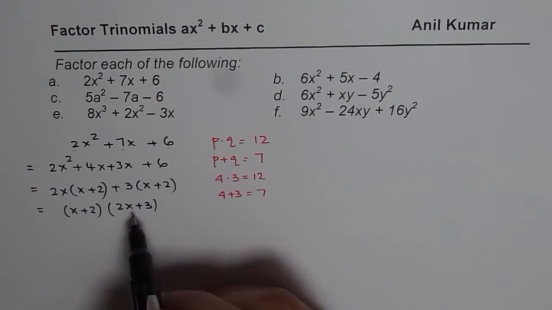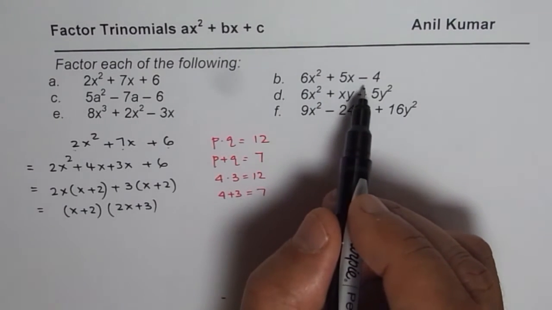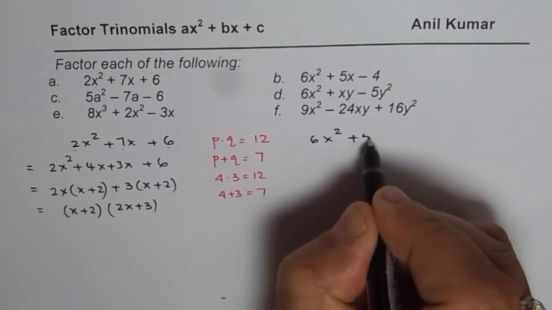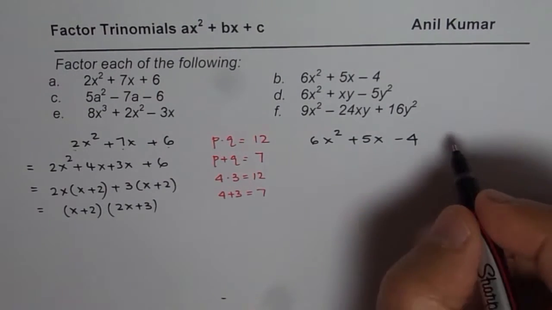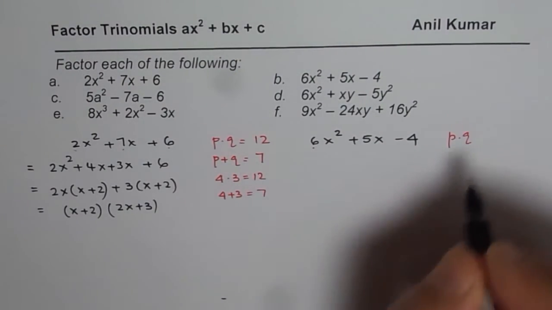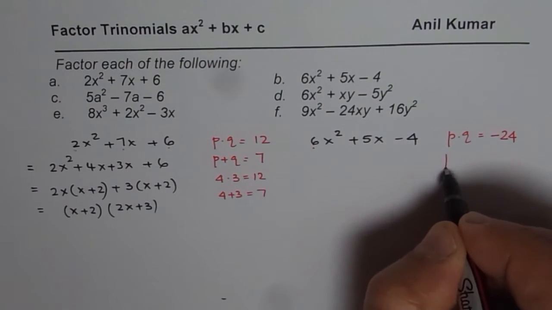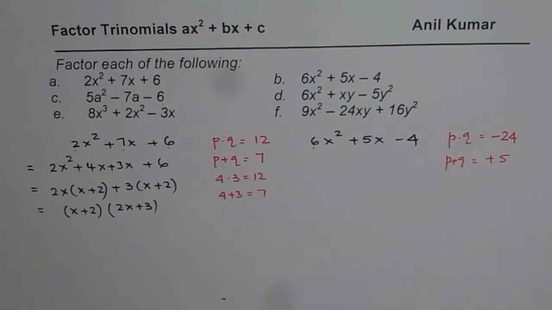We'll follow the same technique and factor the next one: 6x squared plus 5x minus 4. So what are we looking for? The product of two numbers should be how much? 6 times minus 4, so it is negative 24. And the sum of the two numbers should be positive 5. So the sum has to be positive 5.